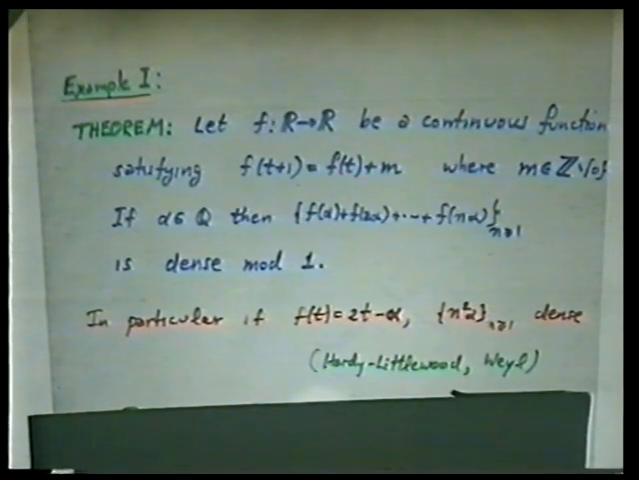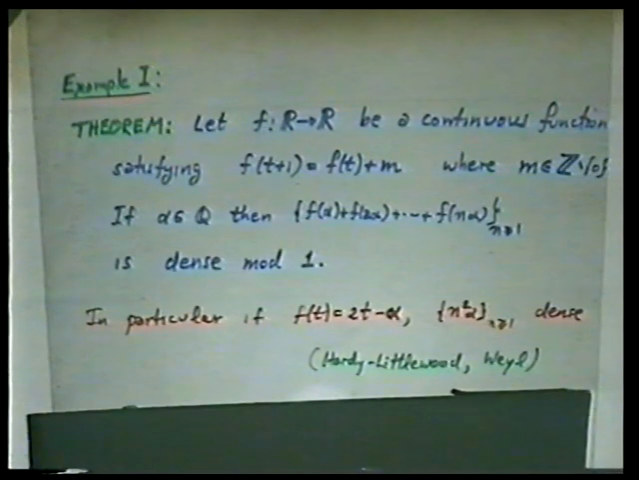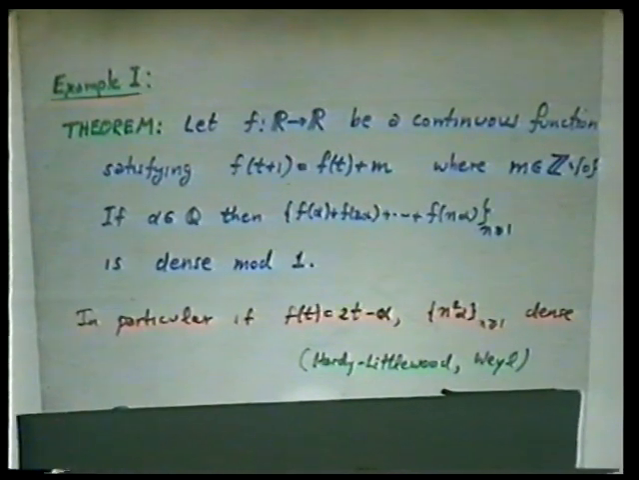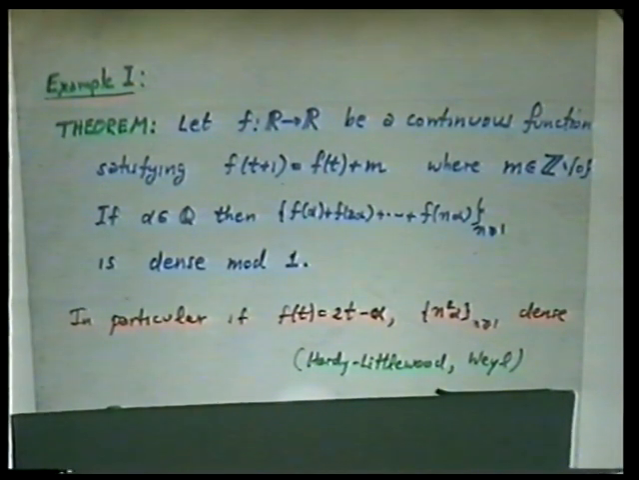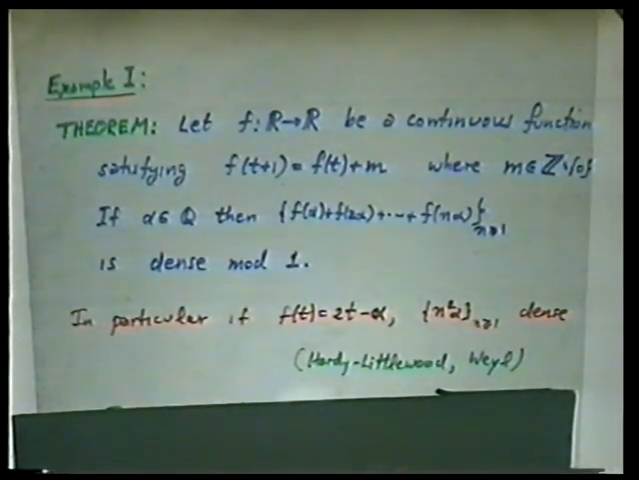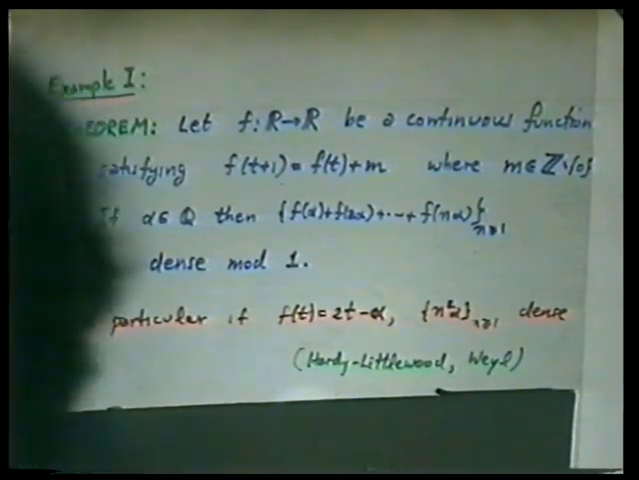Suppose I have a continuous function on the reals, which is not quite periodic. I mean, f of t plus 1 is f of t plus some fixed integer m, but non-zero integer. Then if we form these partial sums, f of alpha plus f of 2 alpha up to f of n alpha, and look at that sequence, it is always dense modulo 1. It's easy to see that if m would be 0, that needn't be true. Excuse me? M is not 0. I'm sorry, alpha is not in Q, right.